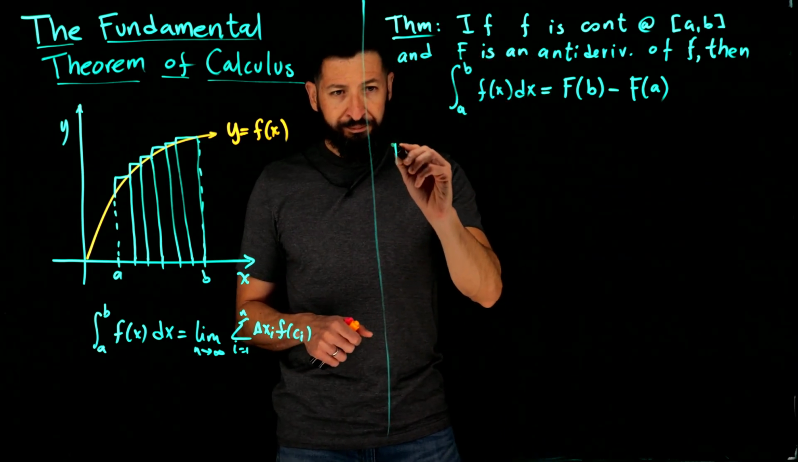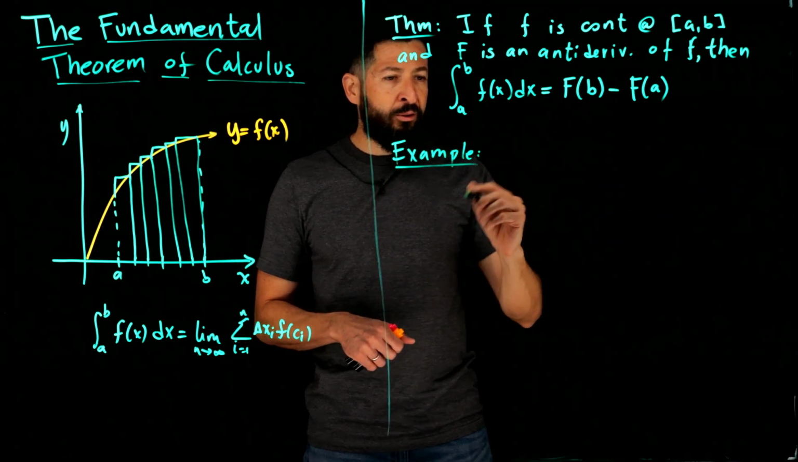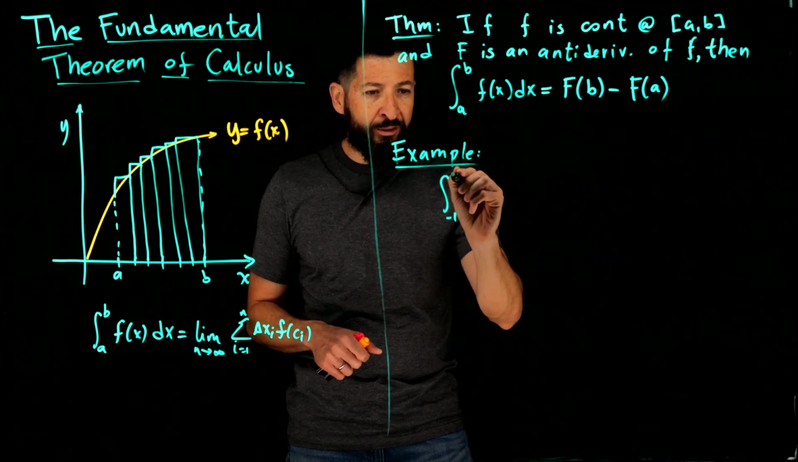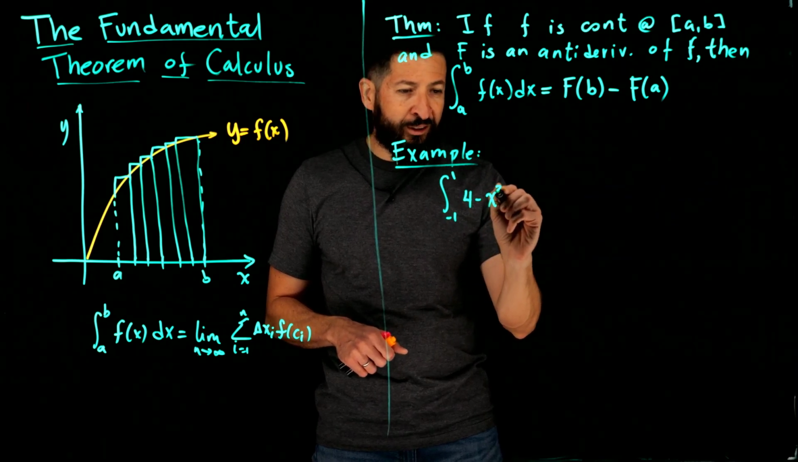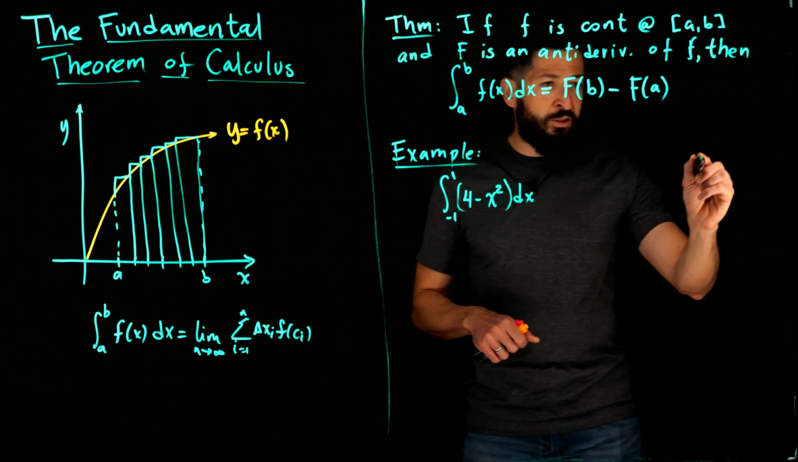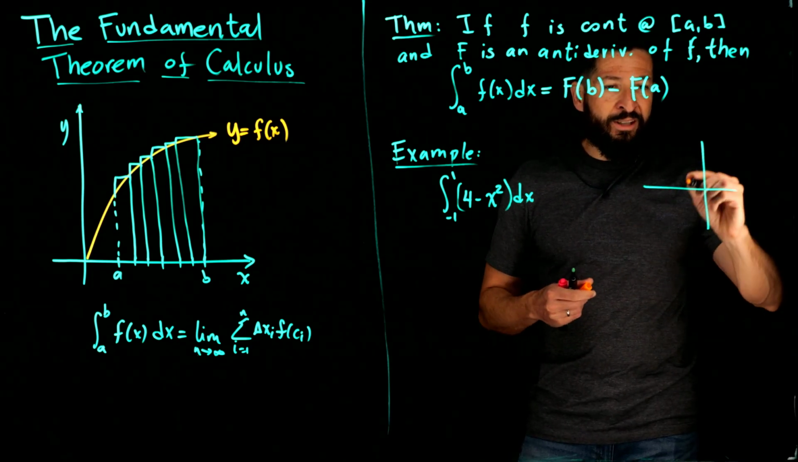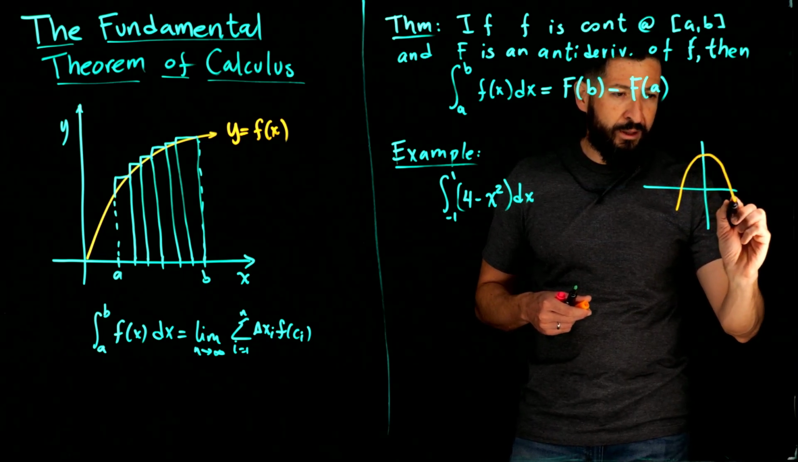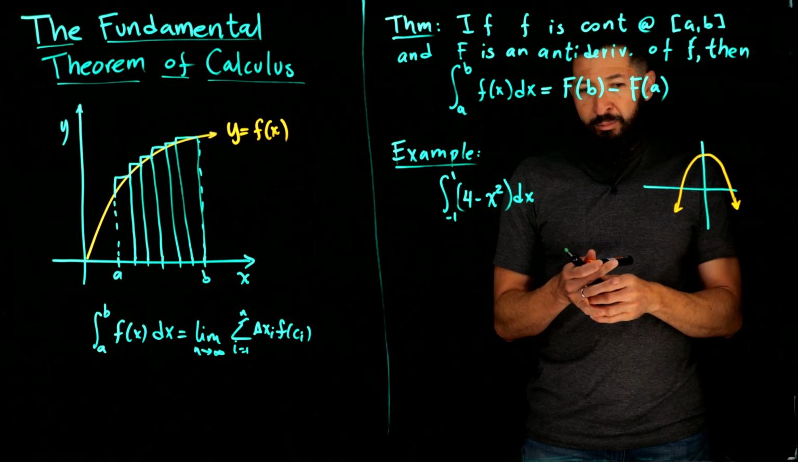So one example. Normally we do things with parabolas that open down. So say from -1 to 1, and let's do 4 minus x squared, for example, dx. And what would this represent? We can draw that real quick. Very small too. It'd be your parabola that opens down. It has y-intercept 4. And between -1 and 1, the intercepts are plus minus 2.